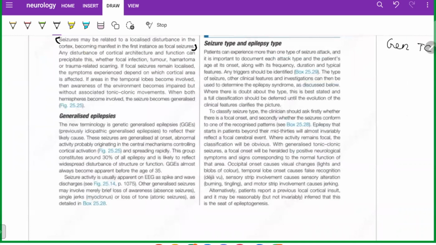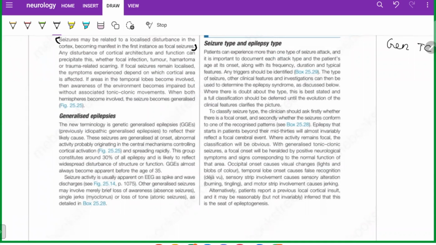In generalized epilepsy we have different types. What are the different types? There can be absence seizures, tonic-clonic seizures, myoclonic seizures, or loss of tone, that is, atonic seizures.